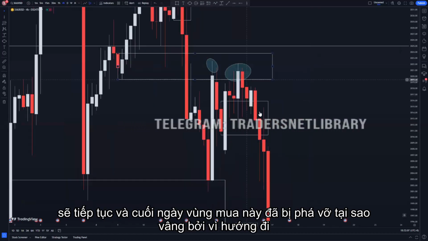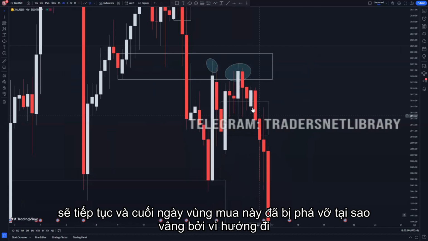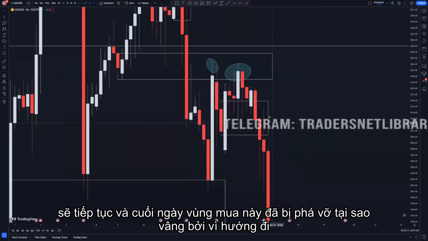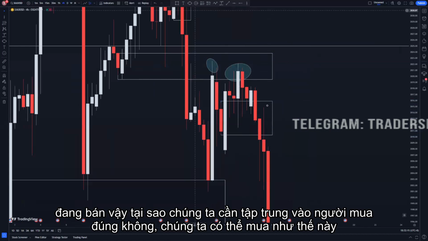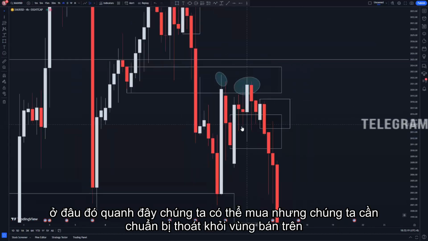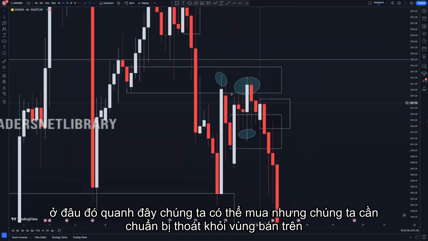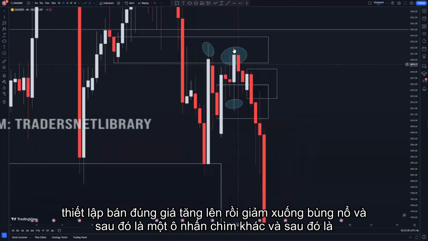And at the end of the day, this buy zone has been broken. Why? Because the direction was selling. So why do we need to focus on the buy? Yeah, we can take a buy like this, somewhere around here. But we need to prepare to exit on the sell zone, on the sell setup. Price went up and then went down, boom.